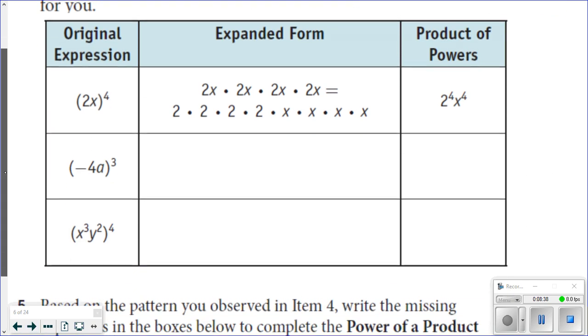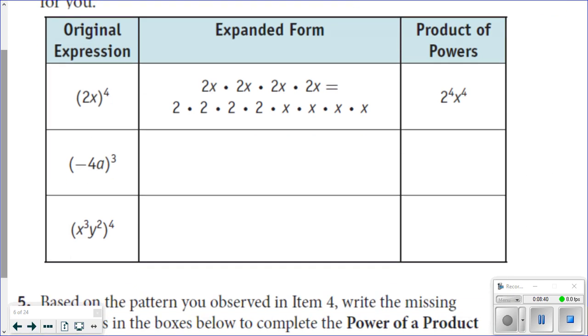Okay, question 4. In my parentheses, I have 2x, and that's my base, and it's being raised to the 4th power. So it's 2x multiplied by itself 4 times. So the book writes that out for you, and then they are going to group together all of their 2's. And if I count them out, it's 2 multiplied by itself 4 times, so it's 2 to the 4th power. And if we group together our x's, it's x multiplied by itself 4 times, so it's x to the 4th power.